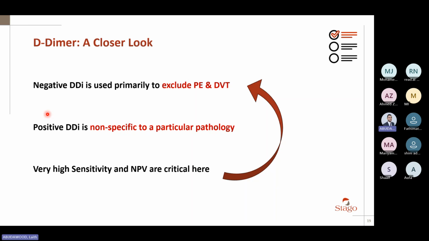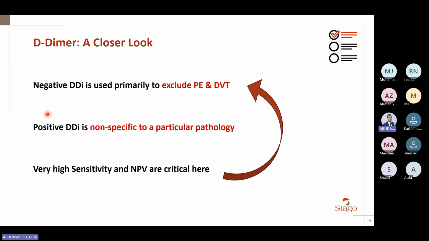We usually rely on a cutoff. I'm sure you have seen before that if D-dimer is higher than, let's say, 0.5 or 500 nanograms, or higher than a specific number, we say that D-dimer is positive. If D-dimer is less than this cutoff, we say D-dimer is negative. So then how do we use it? What does it tell us?